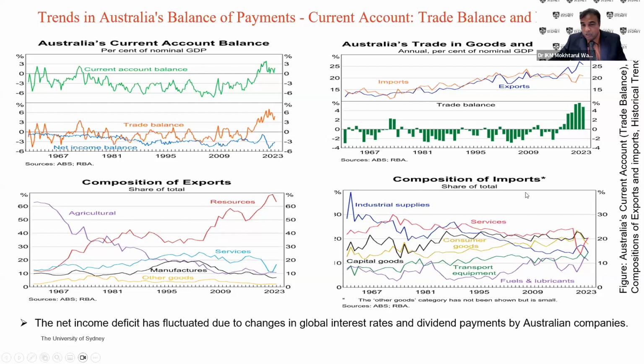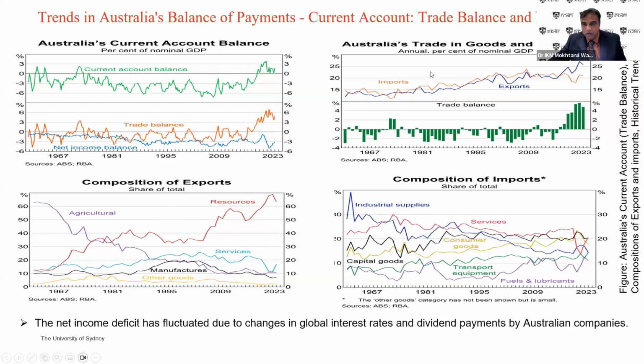If you look at the composition of imports in the bottom right-hand corner, of course, you can see, again, share of total. The services share has fallen recently. The other imports, consumer goods, have remained the same, between 10 and 20% level. So there is a sustained sort of import activity going on.